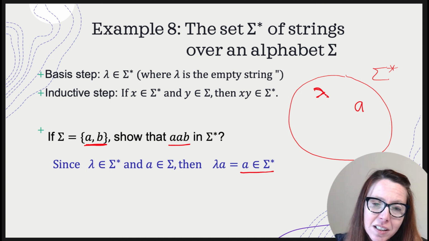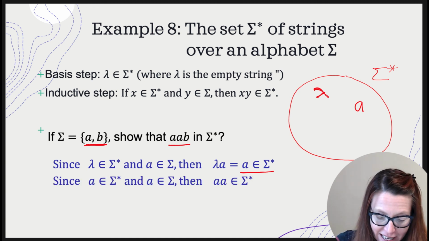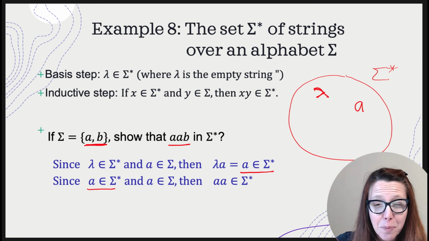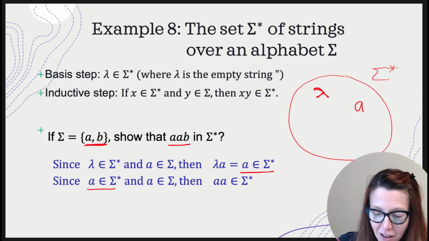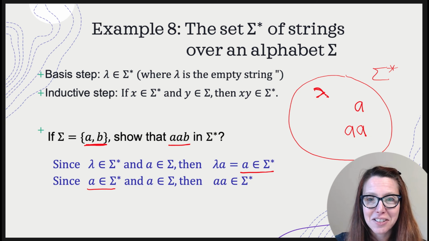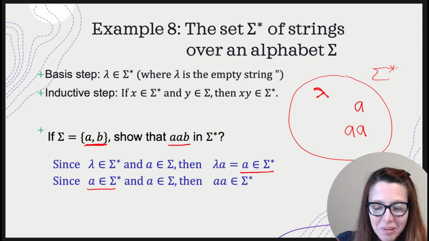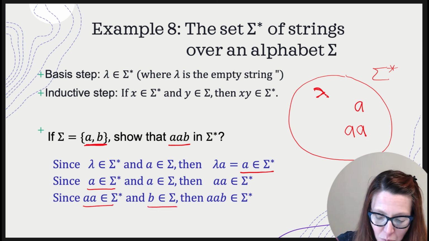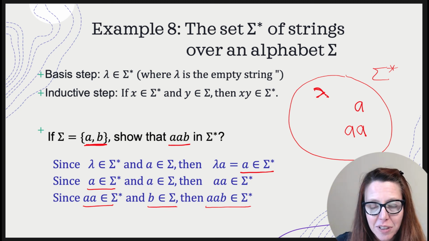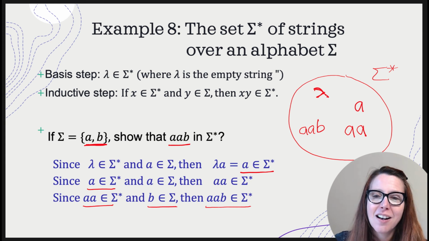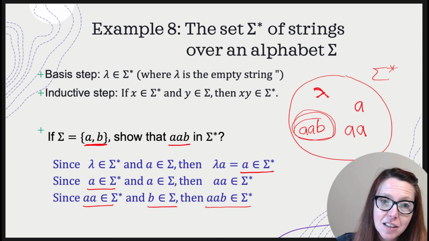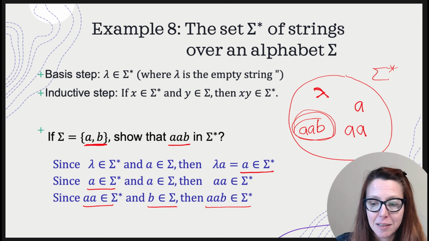The next step is to say, now I have A in my set of strings, and I know that A is still in the alphabet, and so AA must also be in that set of strings. Here's all we need now, because if AA is in there and B is in our alphabet, then we know that AAB is in the set of strings that we can produce. There are many more elements in there, but we do know that AAB must be, because we followed the inductive step multiple times.